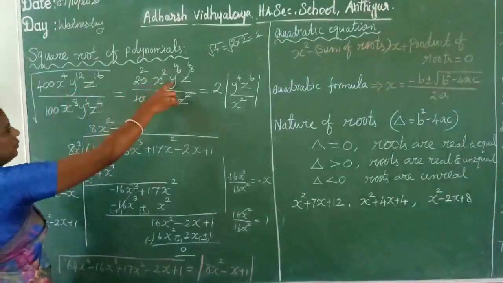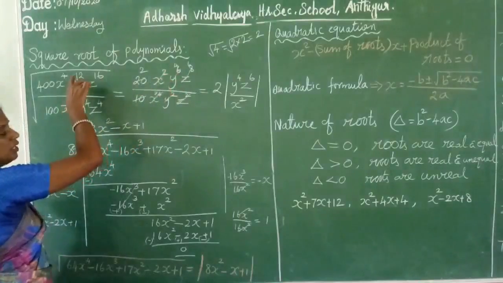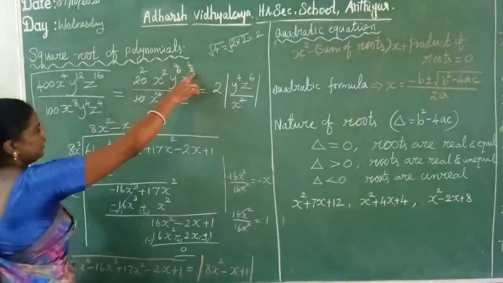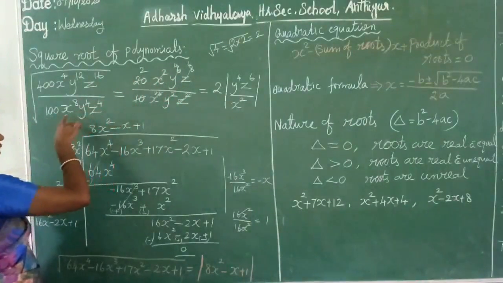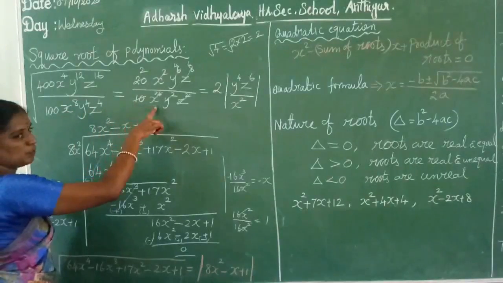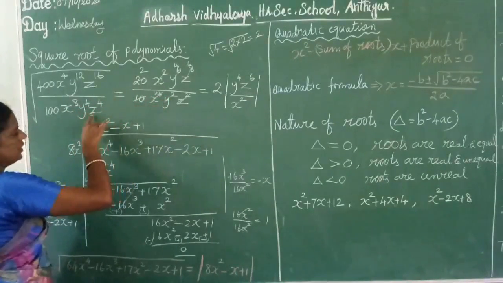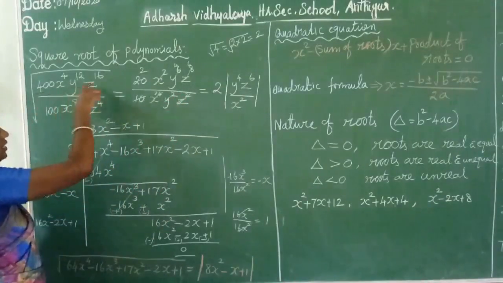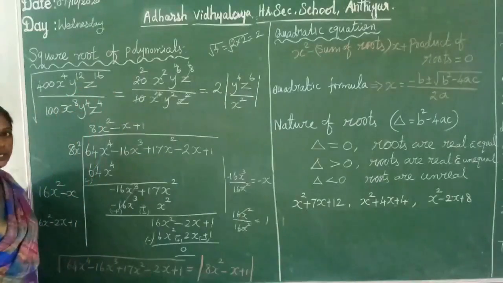Next, y power 6 into y power 6 is y power 12. The same, z power 16 square root is z power 8. Here 100, square root 10. X power 8 square root x power 4. Y power 4 square root y square. Z power 4 square root z square. So separately, because here all are multiplication, separately you find the square root.